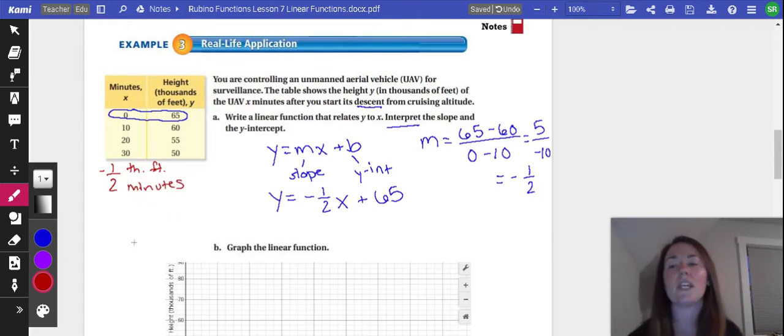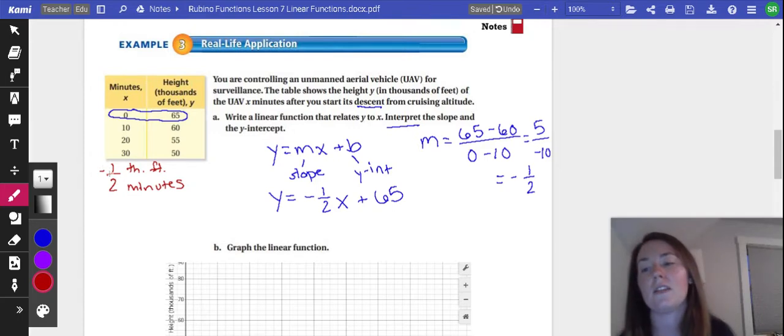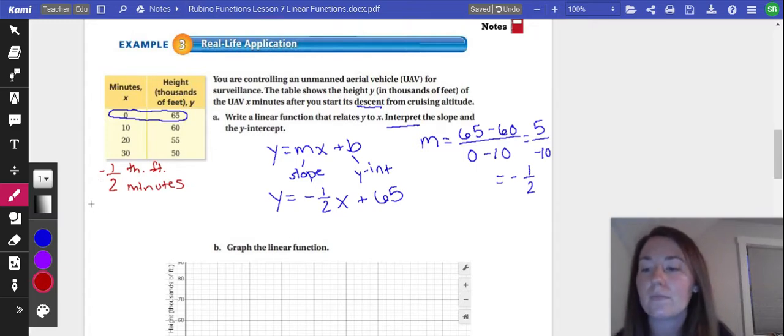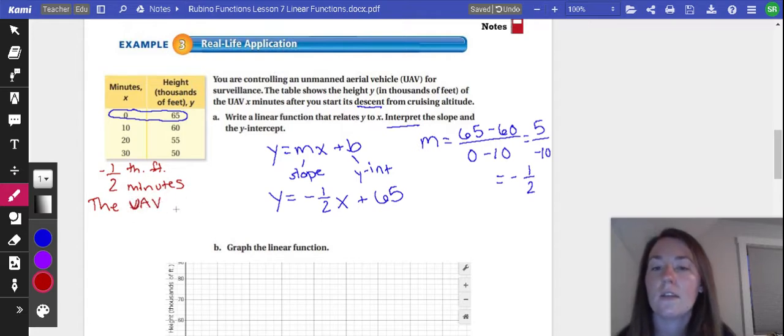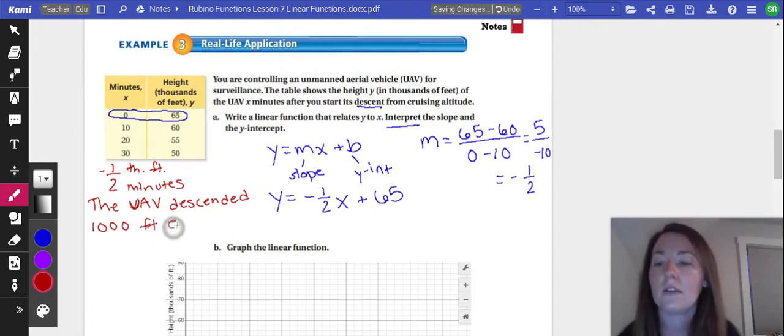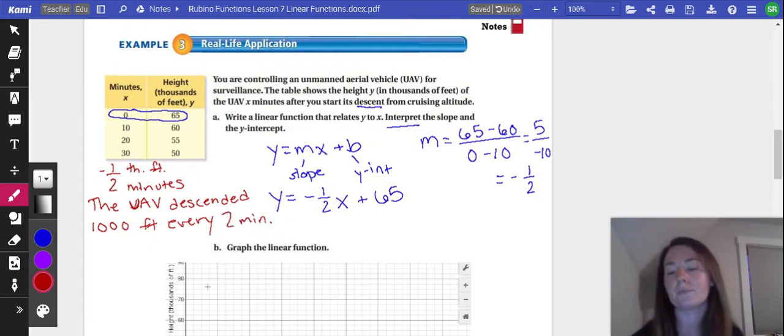So my interpretation of slope would be that we were descending. Remember, there's that negative sign. That means going down in this situation. The UAV descended 1,000 feet, because that was in thousands of feet, every 2 minutes.